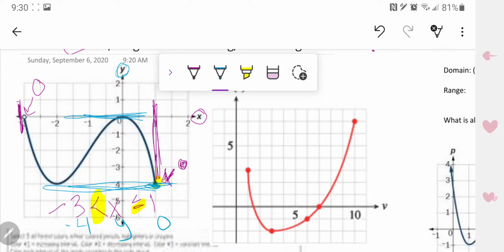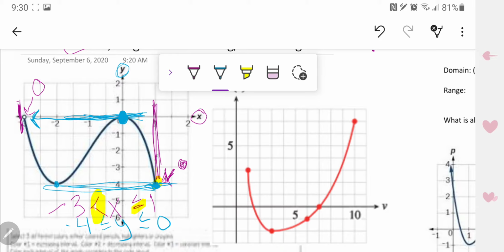Now -4 is included because it has a dot here. It also has a dot right here. Anything along the line is included. So it's including -4. Now over here on 0, there's an open dot, but like I said, anything on the line is a dot itself. So since this is a dot right here, that is also included. So it'll also be an equal to.